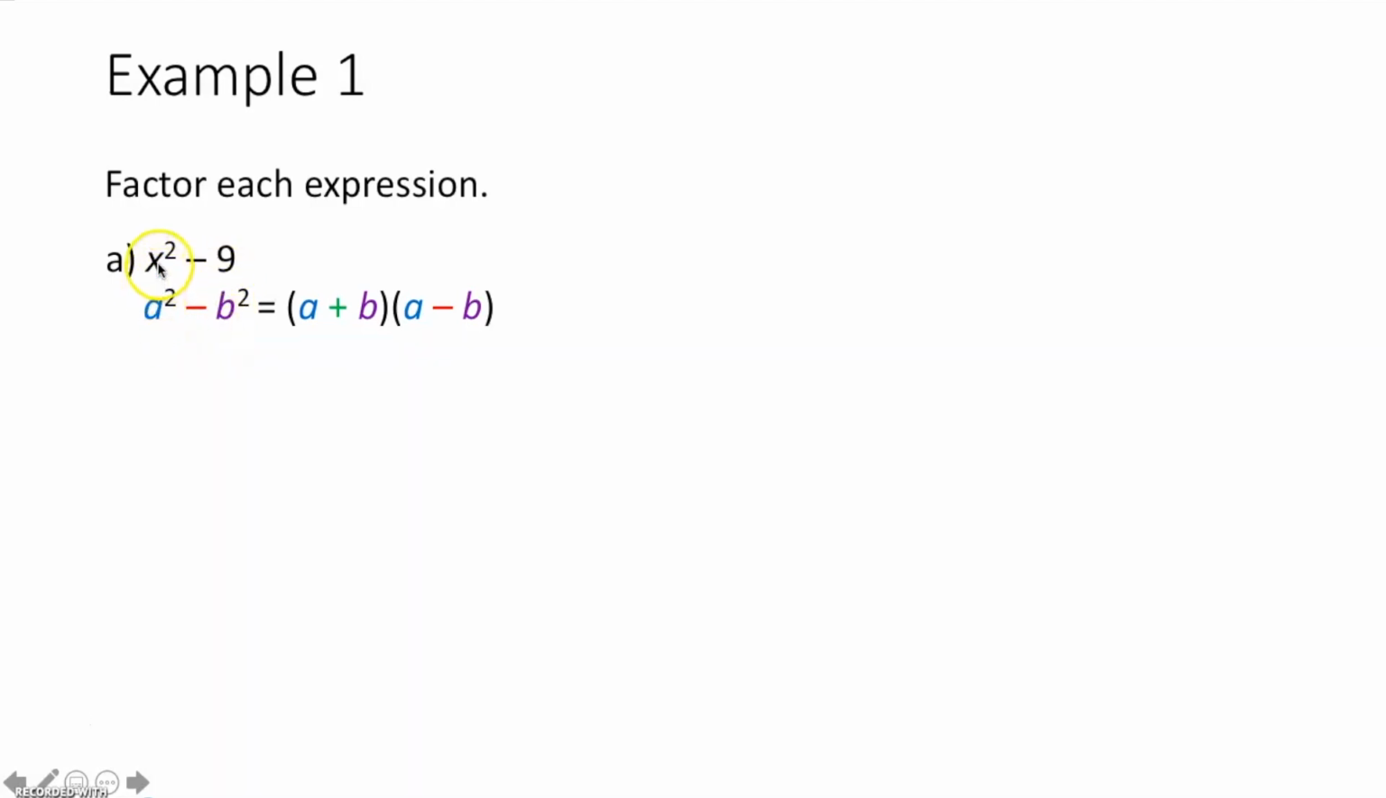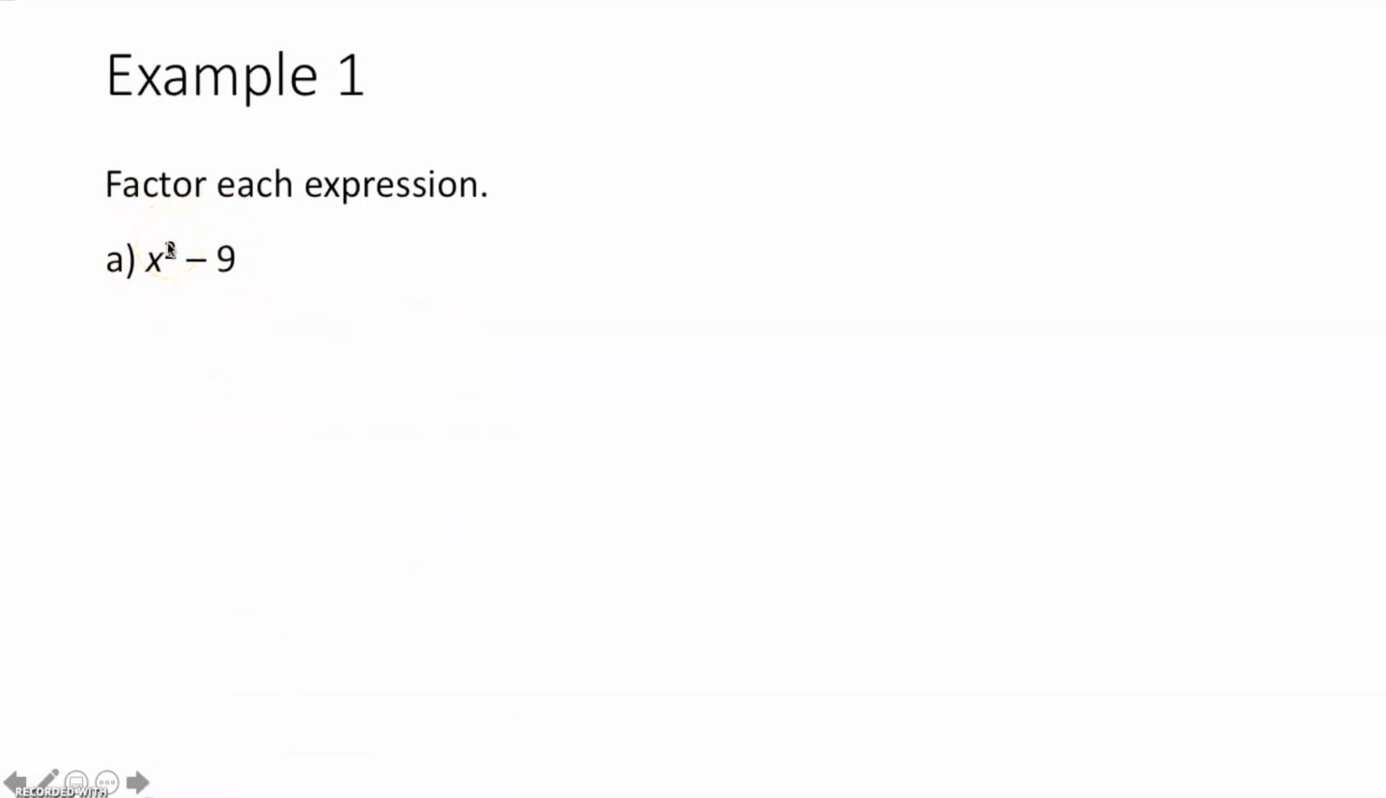Remember, it's not x squared that I'm going to plug in for a, because if I were to FOIL that, I would get x to the 4th, and that's not what I want. So a is actually just x, and then b is not 9, right? Because if I were to plug in 9 here and FOIL that, I would end up getting minus 81 instead of 9. So what is the square root of 9? That's what we want to know. So square root of 9 is actually 3. So your b value is 3. So we're going to plug in x plus 3 times x minus 3. And that is how you factor a difference of squares.